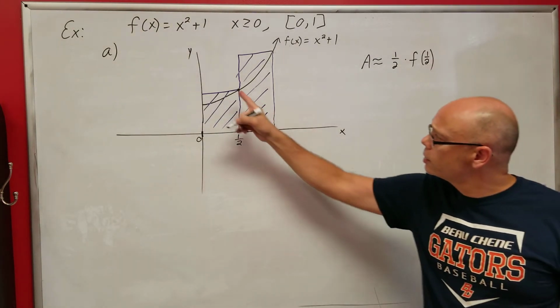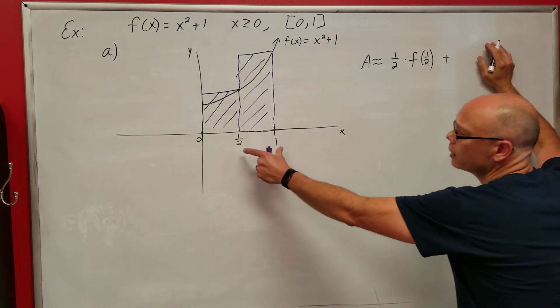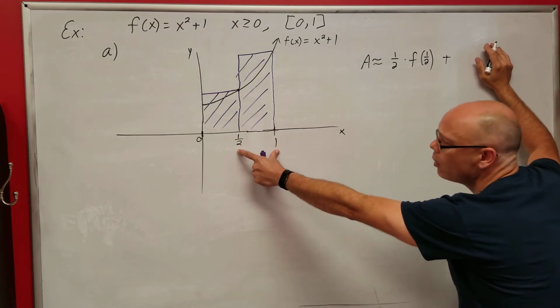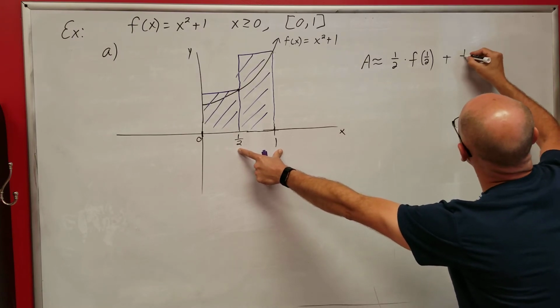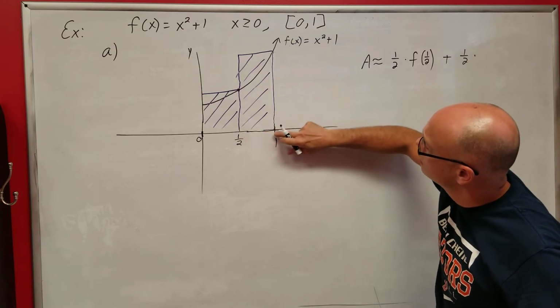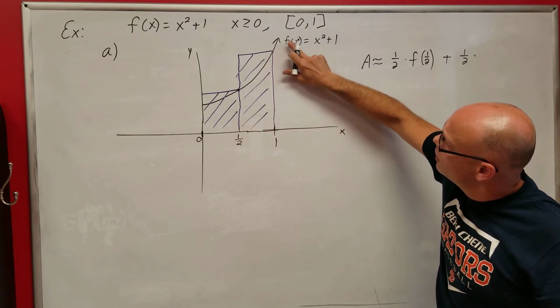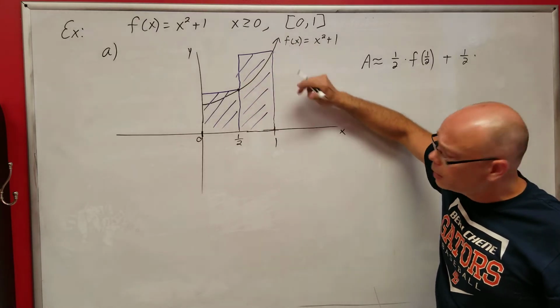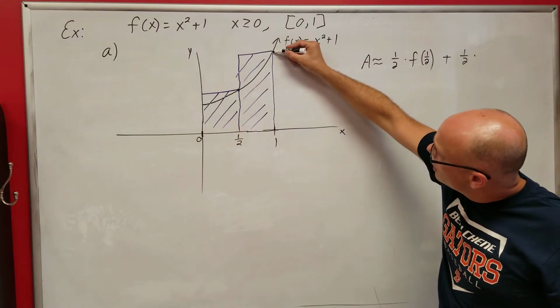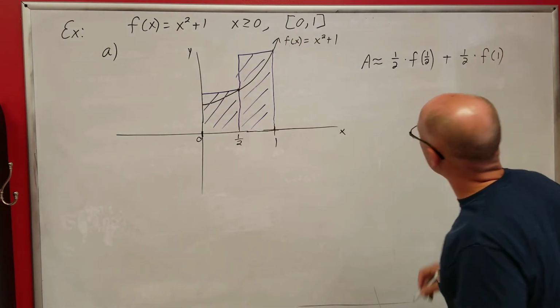So that's the area of this first rectangle. Plus, I need to put in the area of my second rectangle. How wide is my second rectangle? 1/2 times, how tall is it? It's this tall, right? And what is that? That's my function f right here, my curve f, evaluated where? At 1. So times f evaluated at 1.